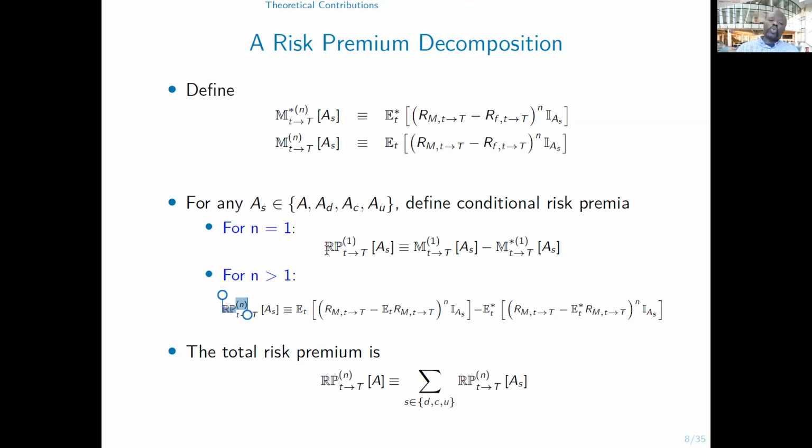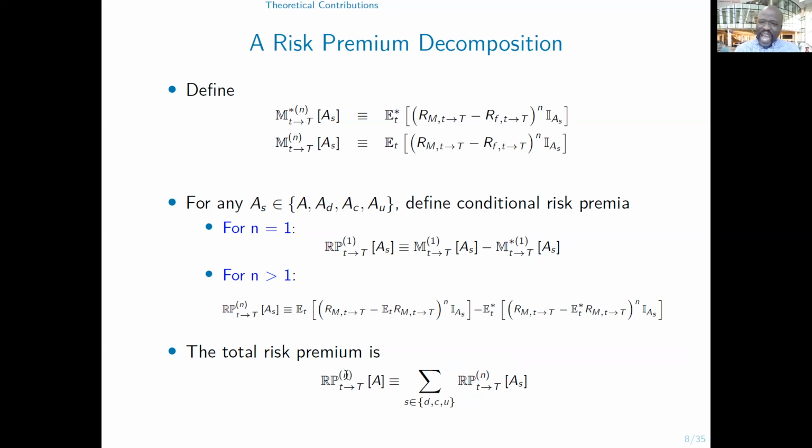Now this allows us to write the total risk premium as follows. The total risk premium is the sum of three terms: one associated with the left tail, one associated with the center, and the other one associated with the right tail of the distribution. When n is equal to 1, you have the equity risk premium decomposition. When n is equal to 2, you have the variance risk premium.